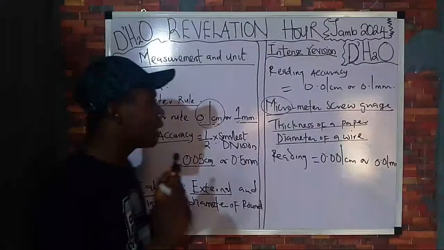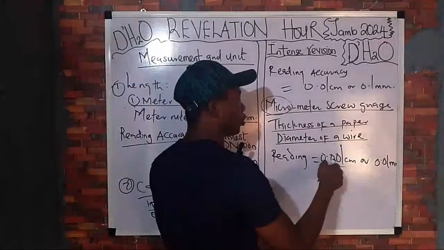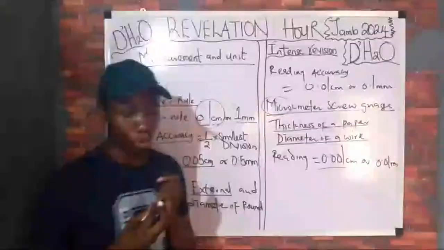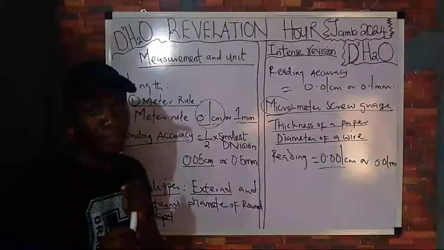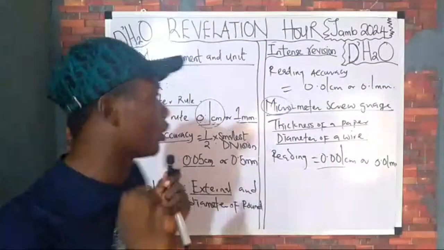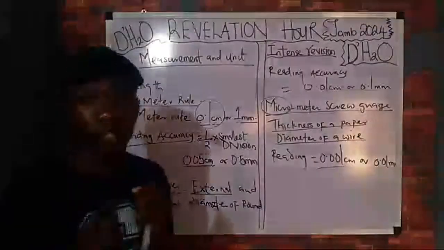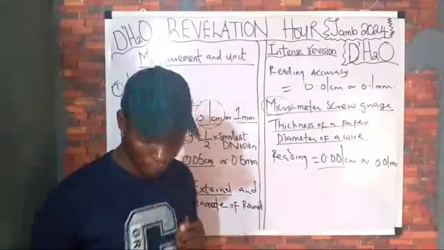Now the reading accuracy of a micrometer screw gauge is 0.001 millimeter. Take note of that. It is very, very important. Just 3 questions that we are going to answer with this topic called measurement and unit.